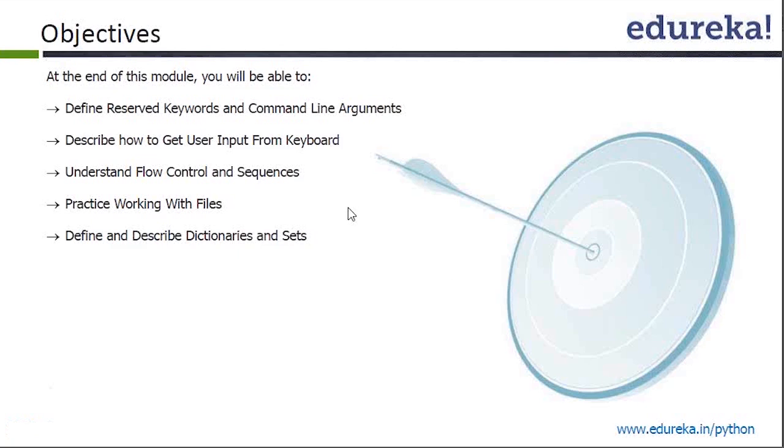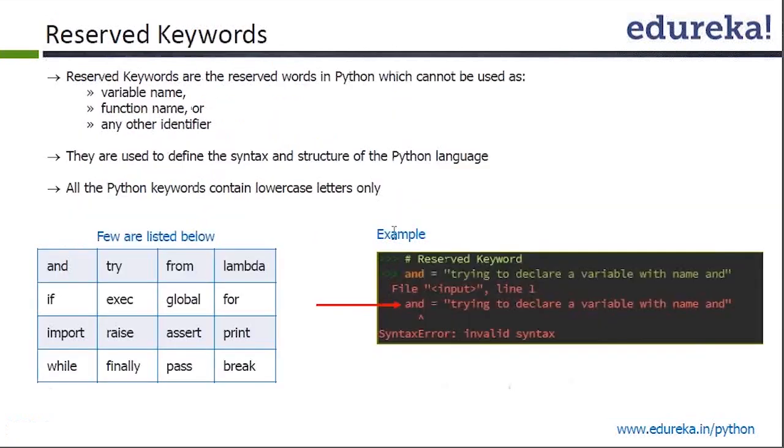The objective of this class is that at the end of this module, you'll be able to define reserved keywords and command line arguments, describe how to get user input from keyboard, understand flow control and sequences, practice with files, and define and describe dictionaries and sets. So these are the high-level objectives of the class.